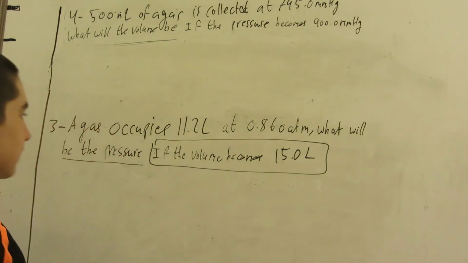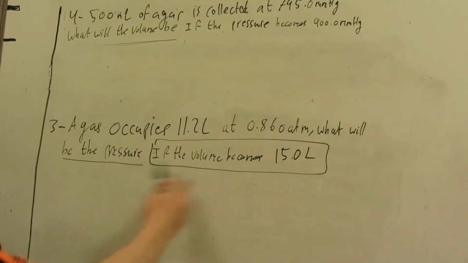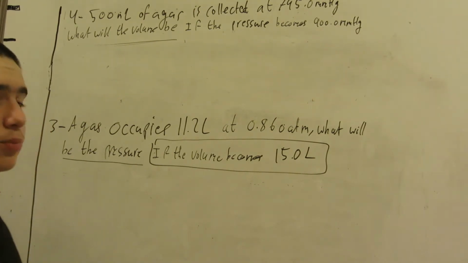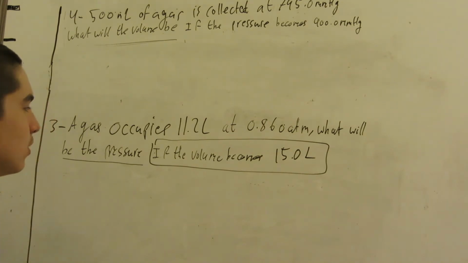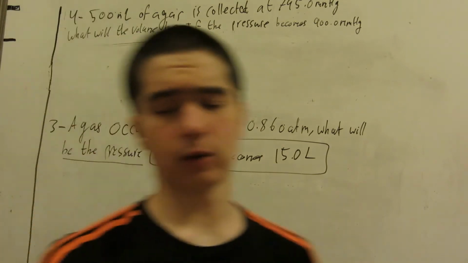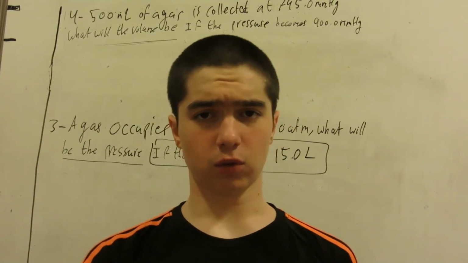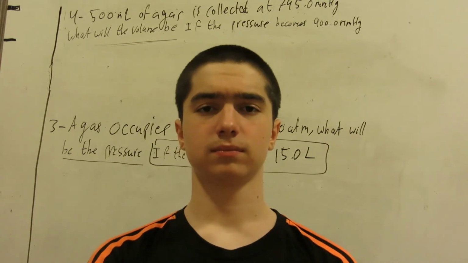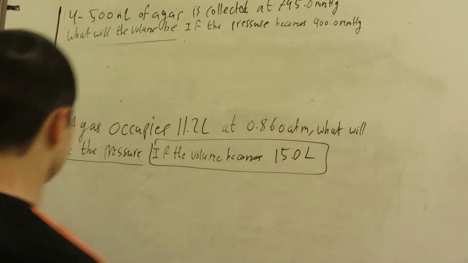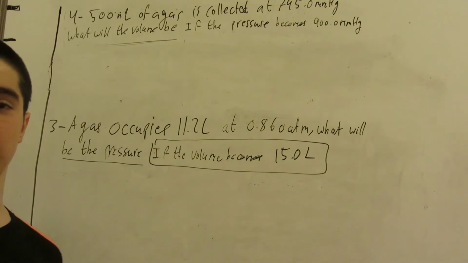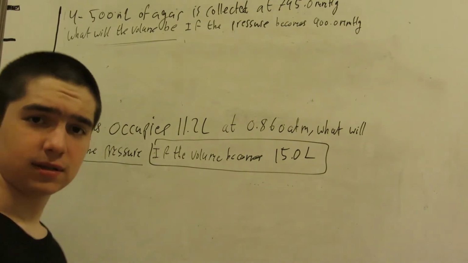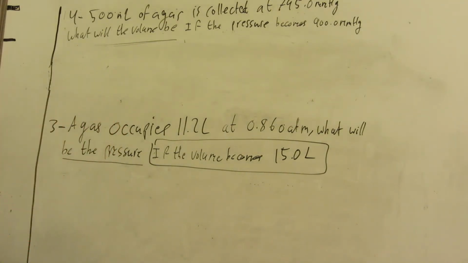Alright, so I'll start solving. I would like to write down the question. A gas occupies 11.2 liters at 0.860 atm. What will be the pressure if the volume becomes 15.0 liters? Now I want you to try and solve that question, and when you're done, continue watching the video. Alright, great, you're done. I hope that you answered it correctly. Let's start solving.